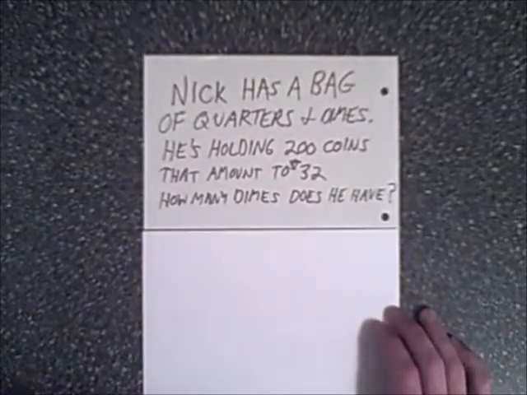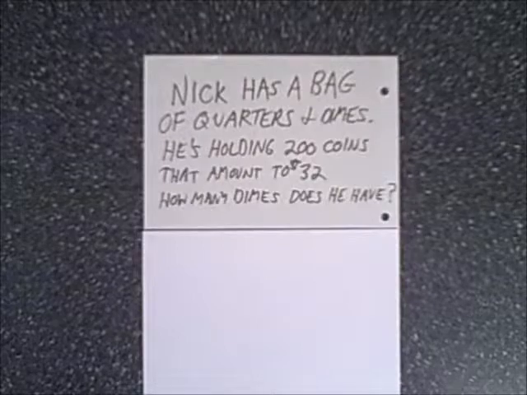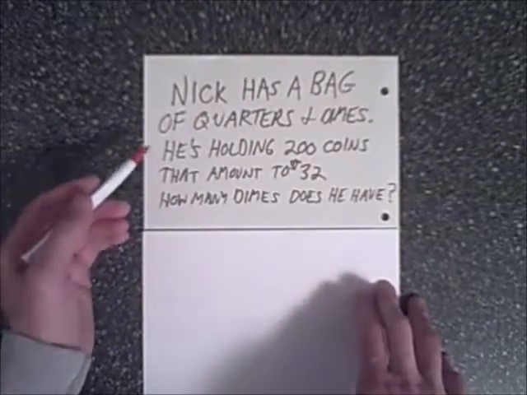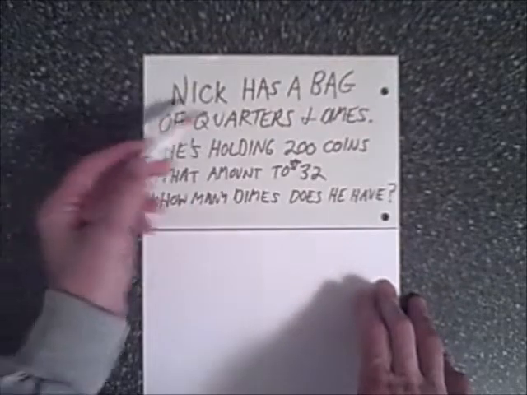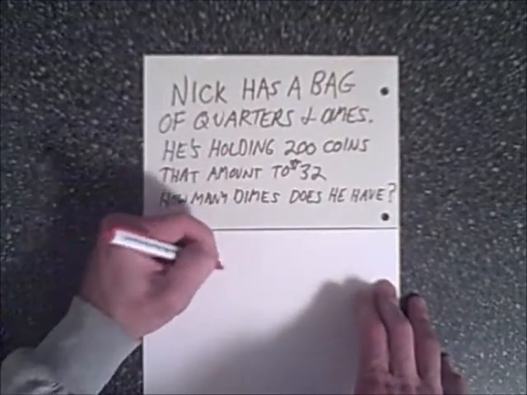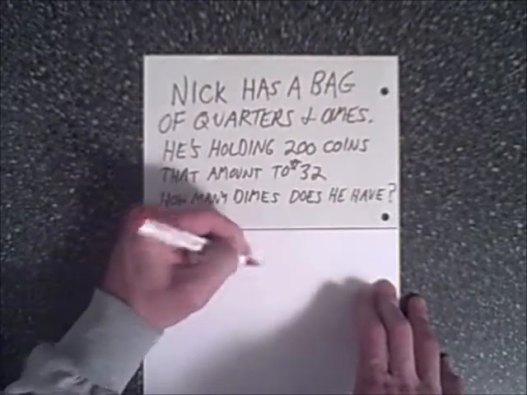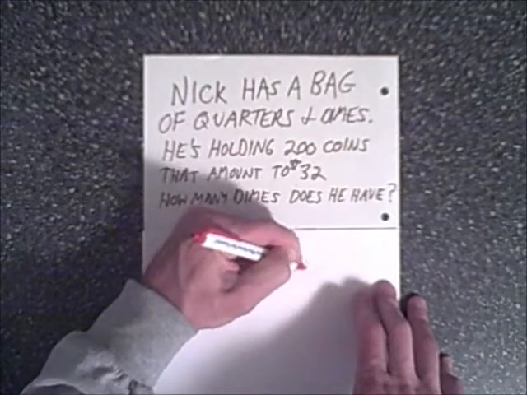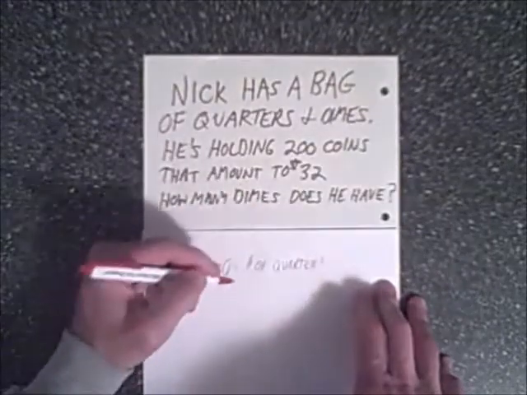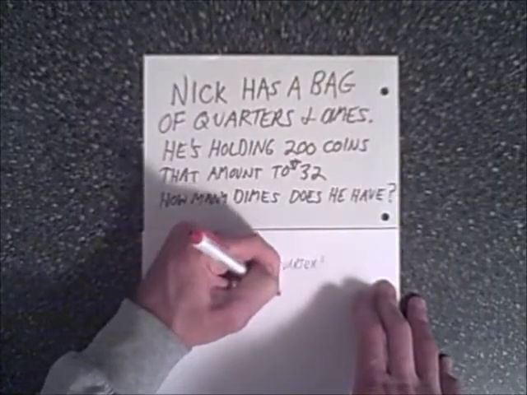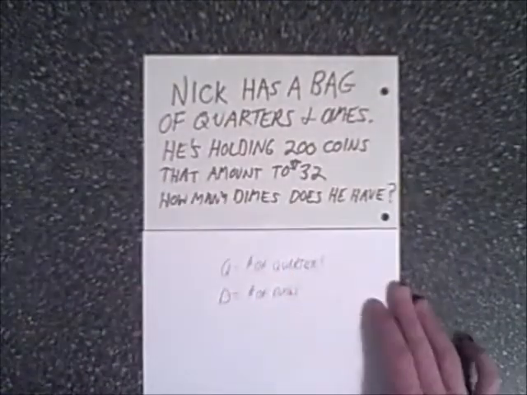Okay, so once again, we're looking at a blank sheet of paper. We have no idea what to do. So what I always suggest is let's start reading each phrase and start labeling things. So he has a bag and has quarters and dimes. So let's let Q equal the number of quarters, and D will equal the number of dimes. Okay, so we have that.